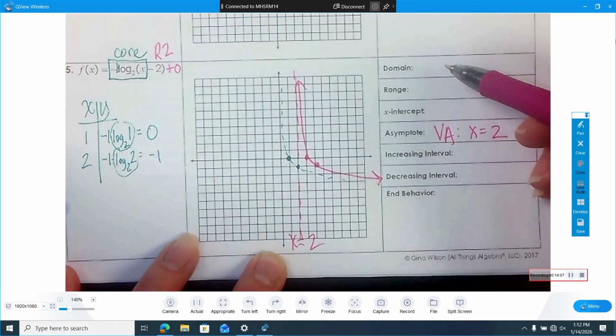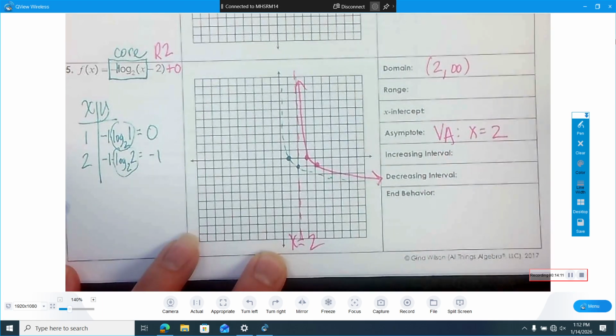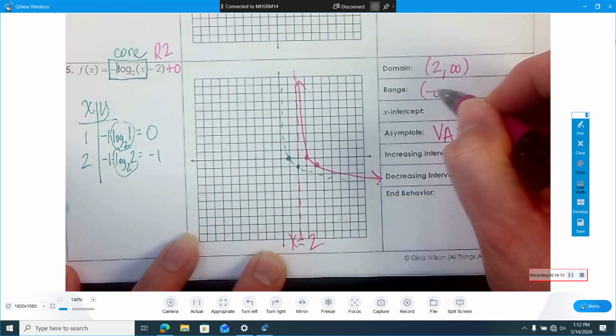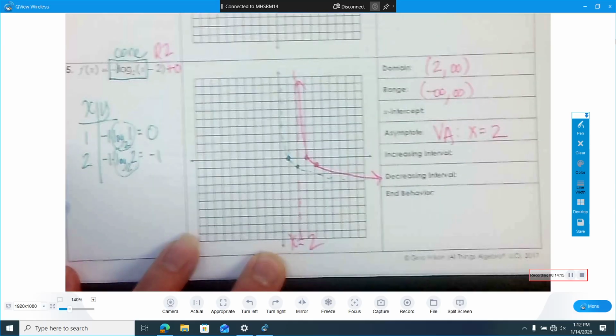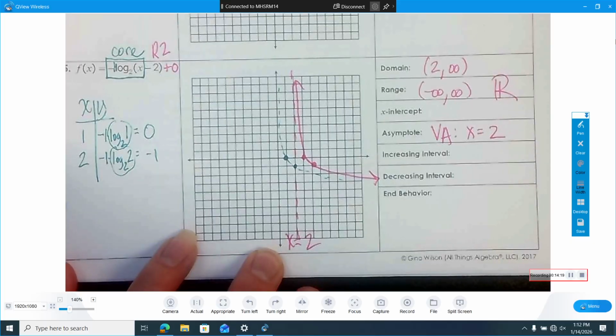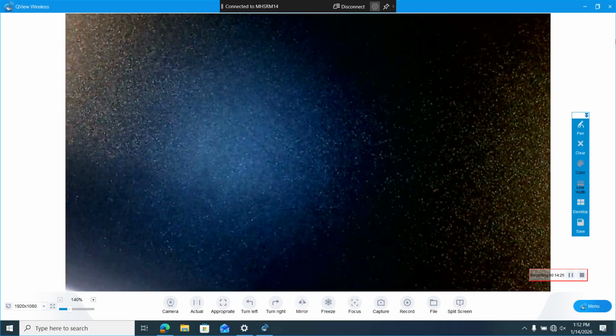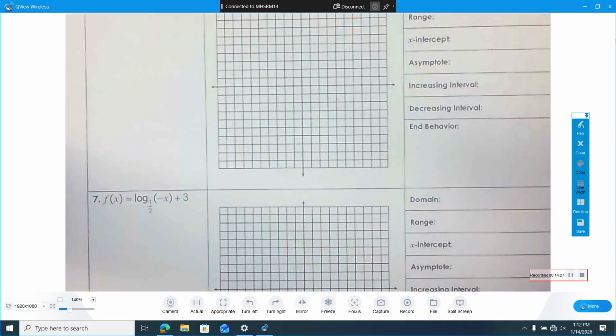What's my domain? 2 to infinity, beautiful. And the range? Yeah, -infinity to positive infinity. All real numbers. Yes, you could just do the boldface R. Same thing. All right, questions on that? No, it's pretty good, right? Pretty easy.